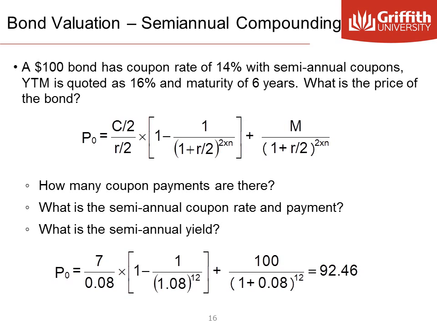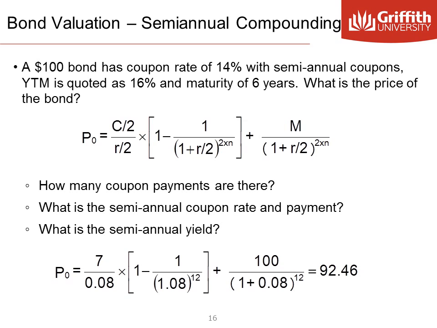This is a different example where the interest is paid semi-annually. A $100 bond has a coupon rate of 14% with semi-annual coupons. The yield to maturity is quoted at 16% and maturity of 6 years.